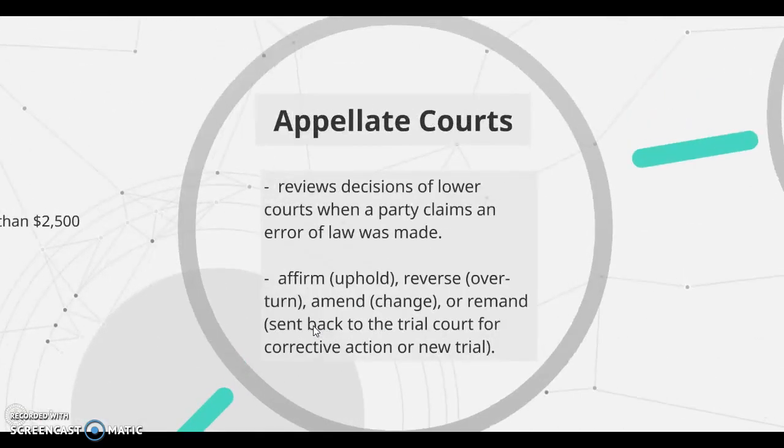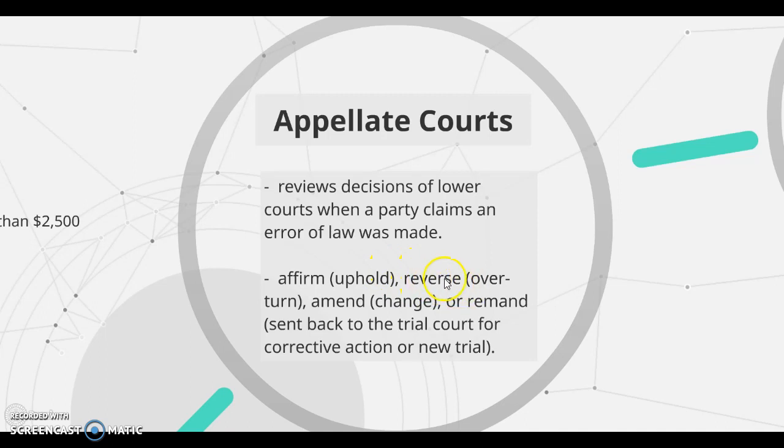Then you have what are called appellate courts. They review the decisions of those trial courts and see if any errors were made. Okay. What will happen is there'll be a few different things. They could either affirm the decision, which means that they uphold the lower court's, or the original trial court's, decision.